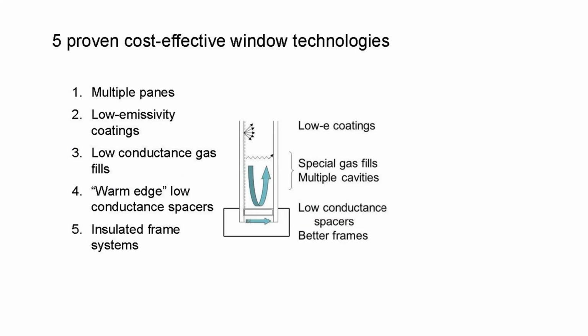Warm edge, low conductance spacers. And those are used to have a better frame for less thermal bridging. And then lastly, insulated frame systems. So actually having insulation within the metal frame, or that'd be difficult to do in wood. So yes, typically that's done in a metal frame. All of these methods reduce thermal bridging through a window system.